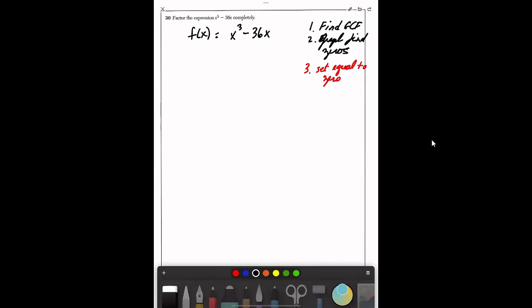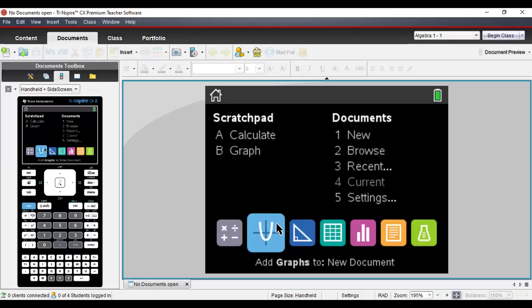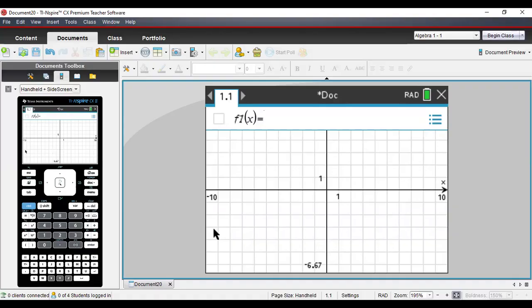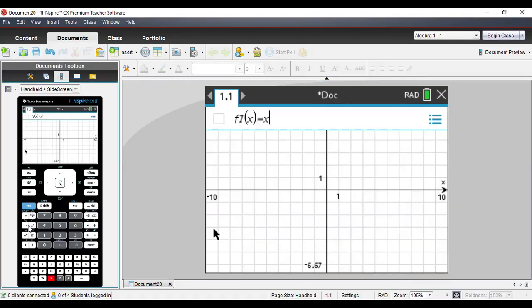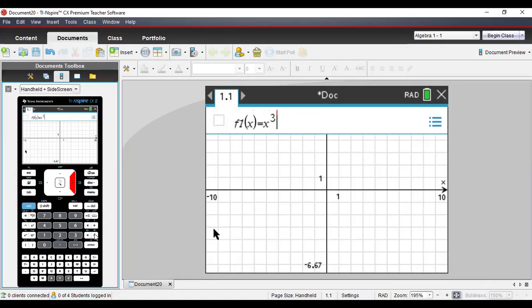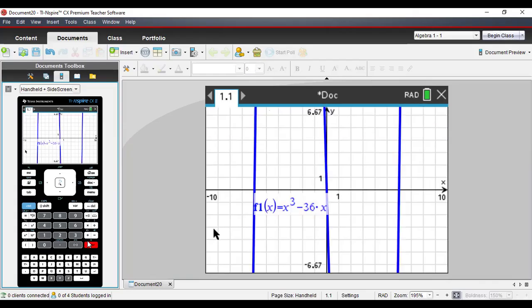So I need my calculator now. I'm going to graph this. This is x to the third, so this is a cubic function. So we're going to go here, x to the third, and then minus 36x. Now, all you're going to do is graph it.